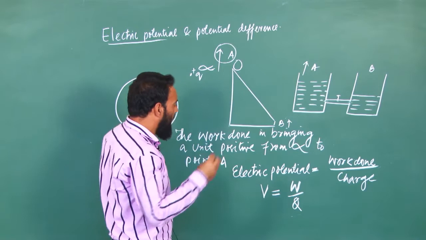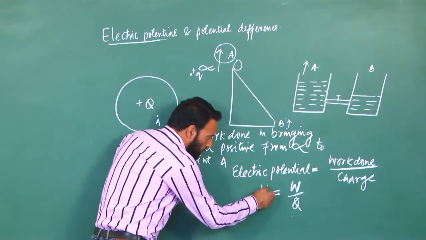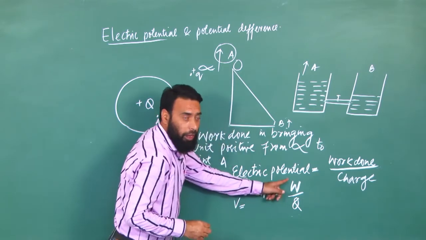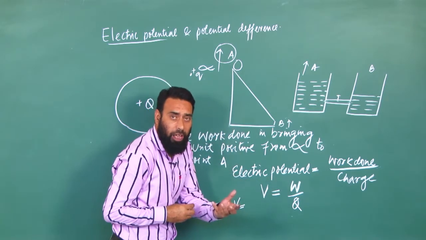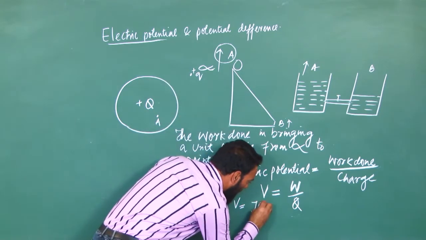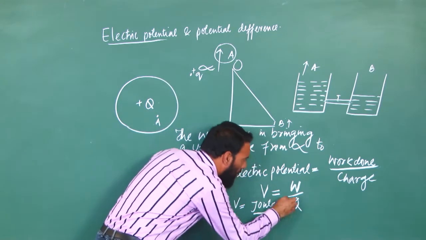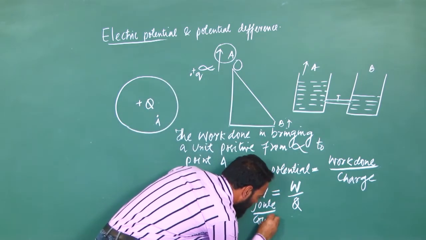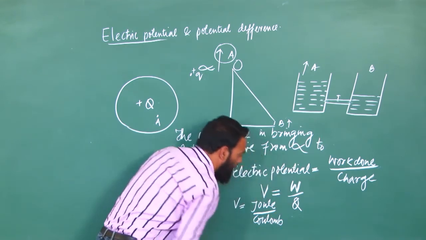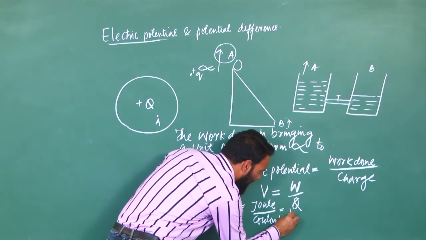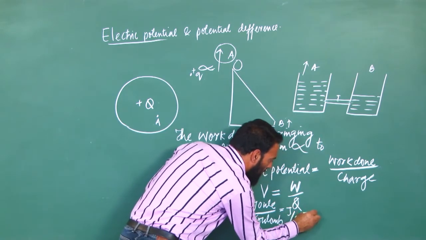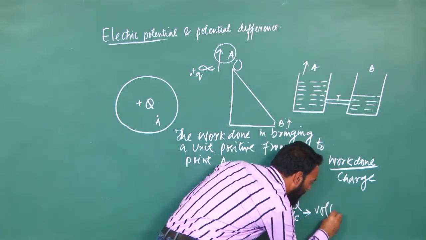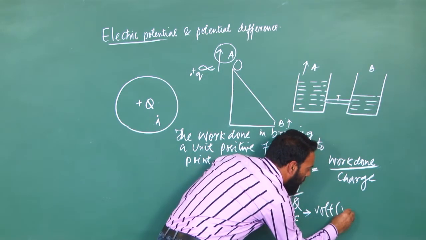We know that electric potential is equal to W divided by Q. V is equal to W, where W is the work, so the SI unit of work is joule. So I will write here joule divided by Q. The unit of charge is coulomb. So it is joule per coulomb. The joule per coulomb we call a volt. So the SI unit of electric potential is volt.